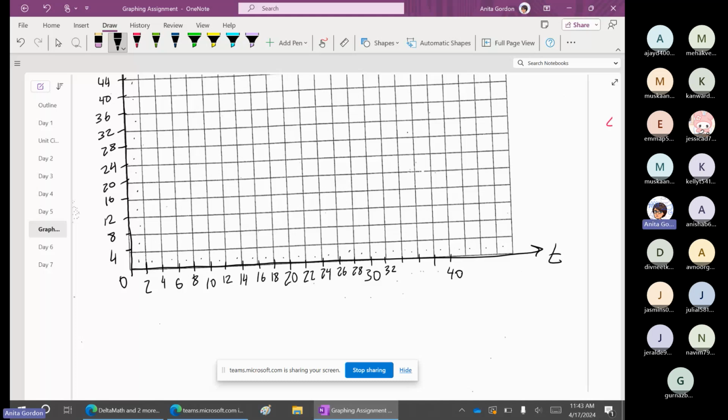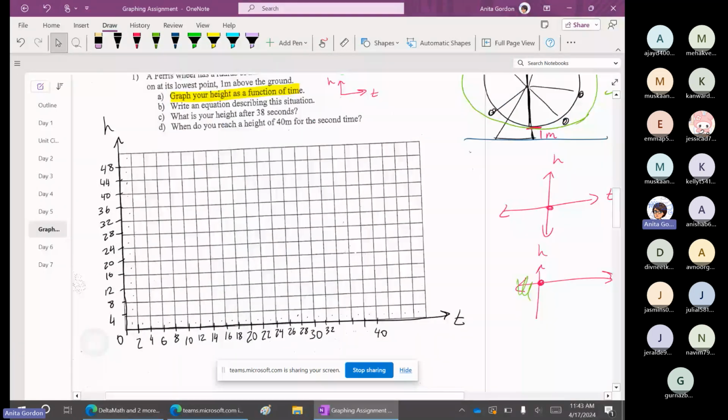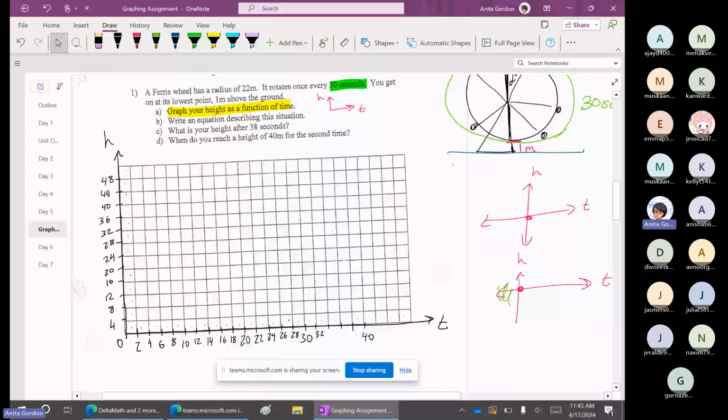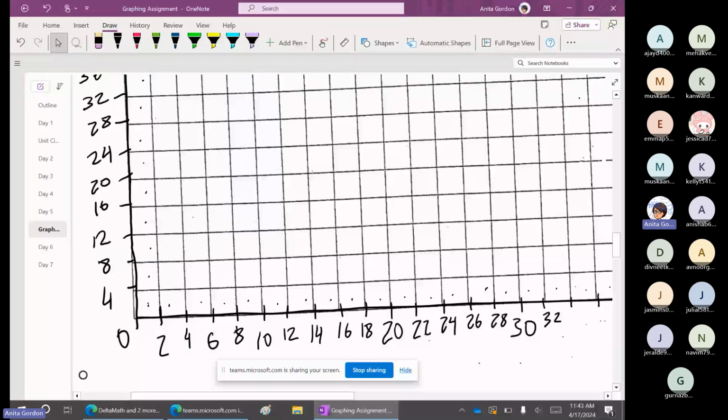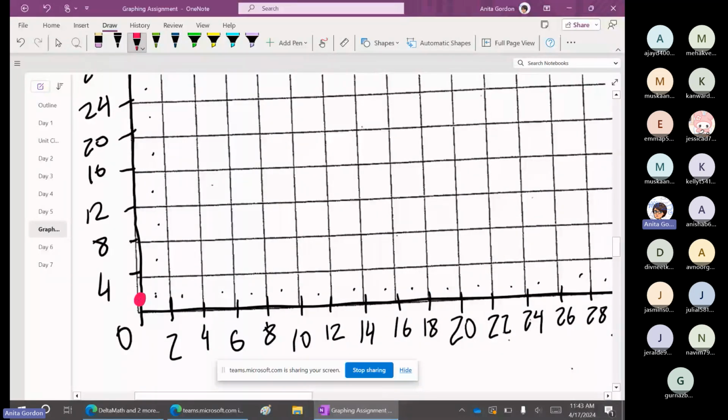Okay, now let's graph a real scenario. At time 0, when you get onto the Ferris wheel, how high are you off the ground? 1 meter. So my first dot is going to be at 0 and 1 meter. Now remember, one box is 4 meters, so I have to approximate where 1 meter is. It's not going to be exact, but good enough. Okay, and the way that I'm going to make sure that my equation is accurate is I'm going to label this point 0, 1.